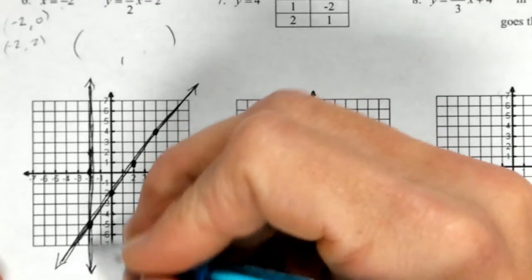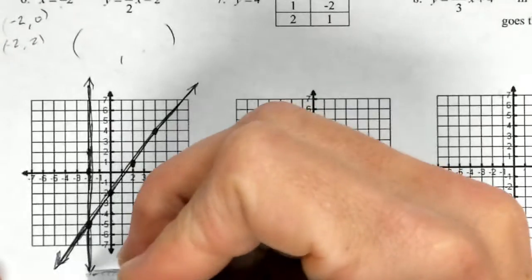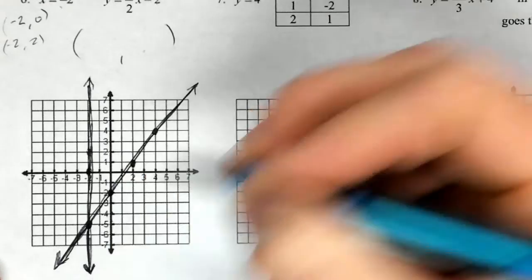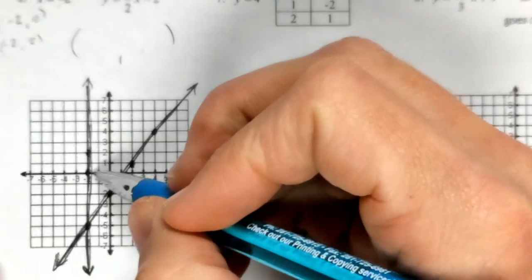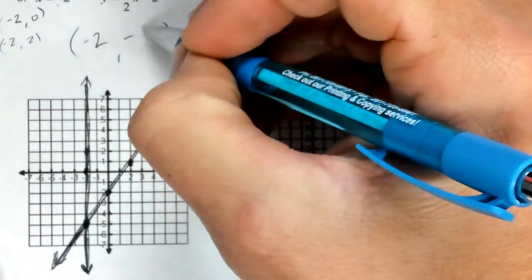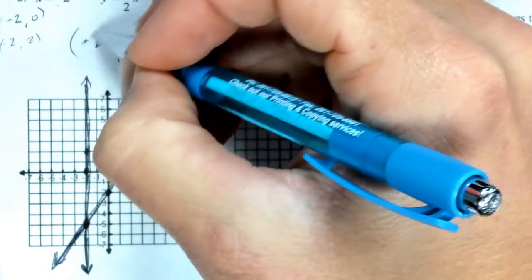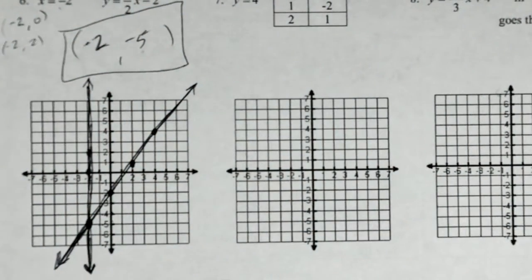I want to know, what is the solution? The solution is where the two lines intersect, Elisha. Negative 2 and negative 5. Absolutely. So go over negative 2, go down negative 5. There's my point of intersection. So my solution is negative 2, negative 5. Fantastic.